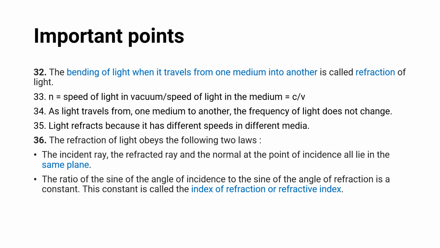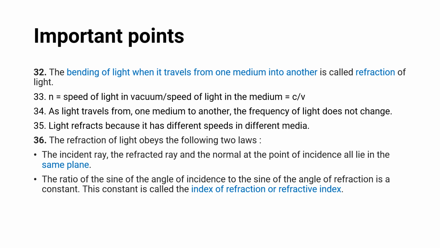The bending of light when it travels from one medium into another is called refraction of light. N, equal to the speed of light in vacuum divided by the speed of light in the medium, is equal to C divided by V. As light travels from one medium to another, the frequency of light does not change. Light refracts because it has different speeds in different media.